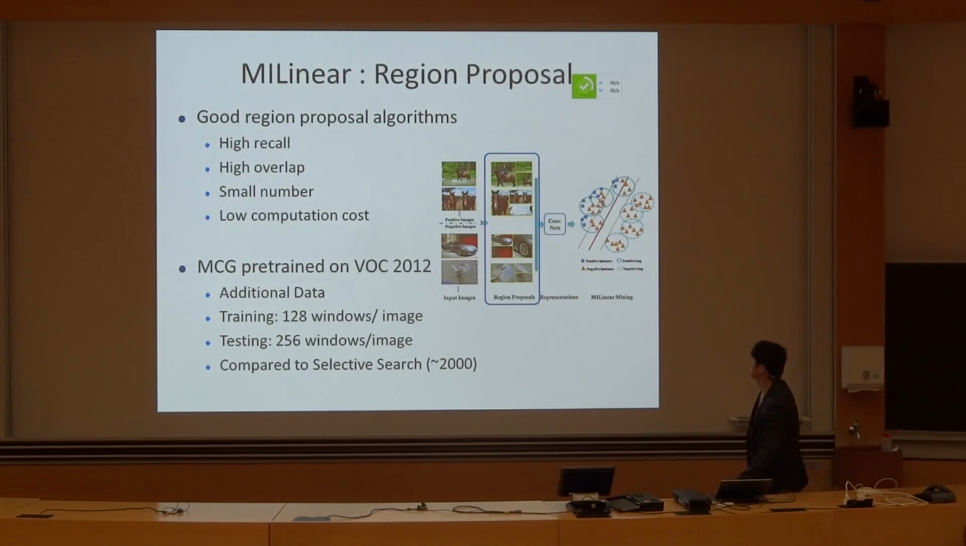The first one is the region proposals. There are a lot of region proposal methods we can use these days. So what is a good proposal algorithm? I think it should have a high recall and overlap with the ground truth, and also a small number of proposals because we want a low computational cost. In our work, we use MCG pre-trained on Pascal VOC 2012, which is why we use the additional data. In training, we use 128 windows per image, and in testing, we use 256. Compared to selective search, our efficiency can be improved much more.